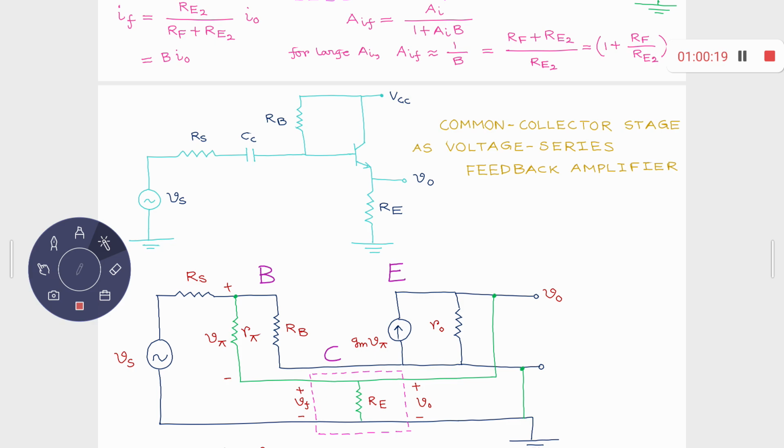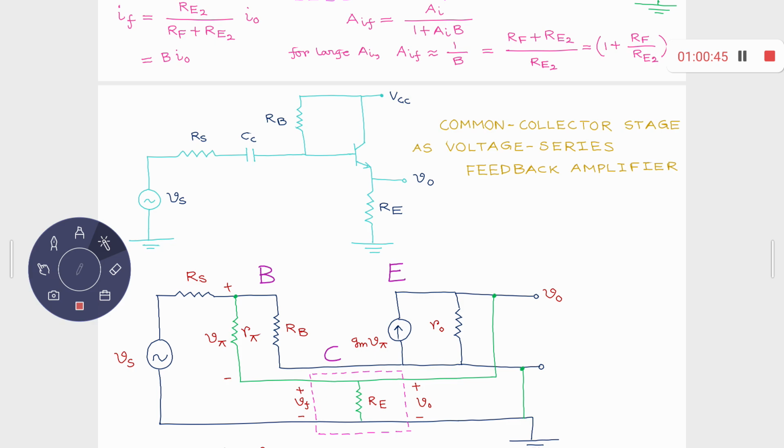So it's a voltage series kind of feedback amplifier. What is the feedback factor? Vf upon V naught. What is Vf upon V naught? That will be interesting. This voltage is V naught, and this is the feedback voltage here. So they are the same. They are equal. V naught and Vf are equal.